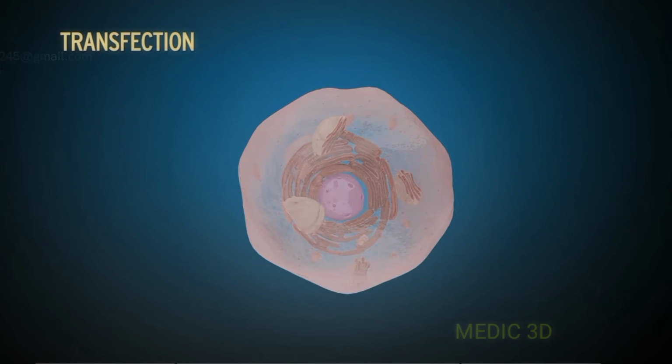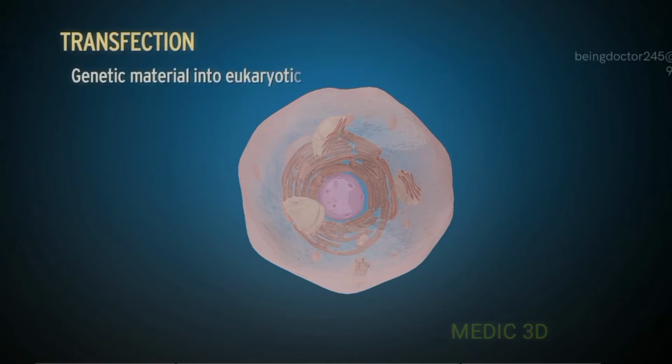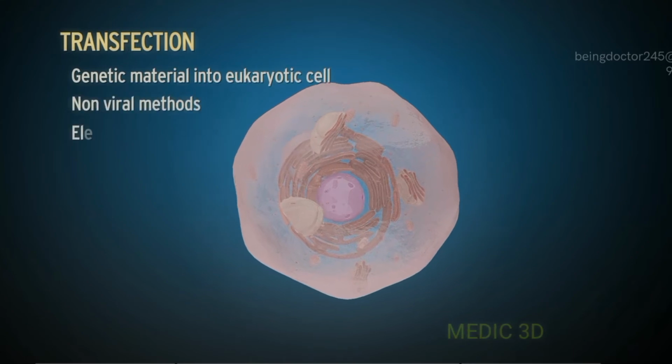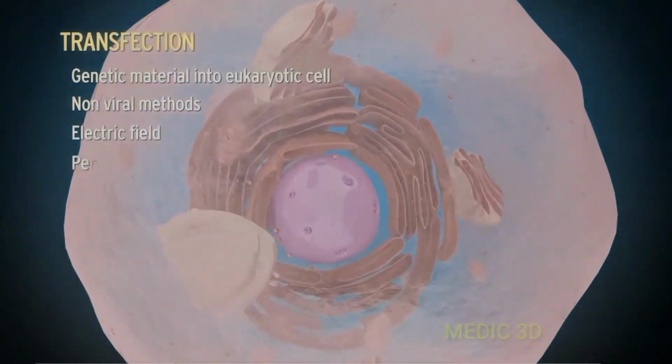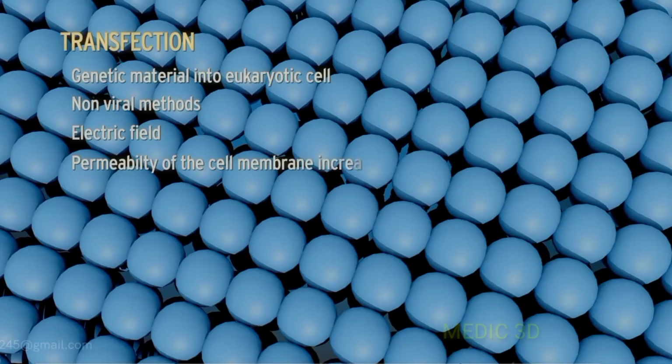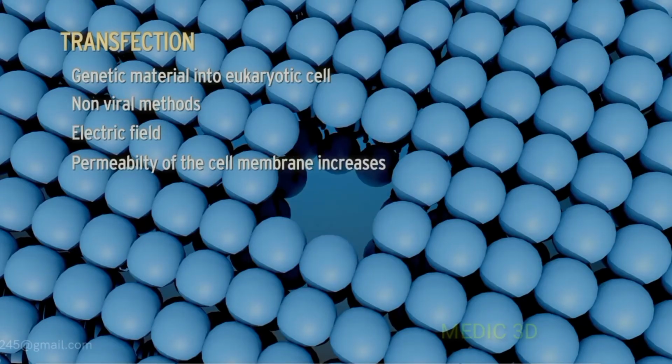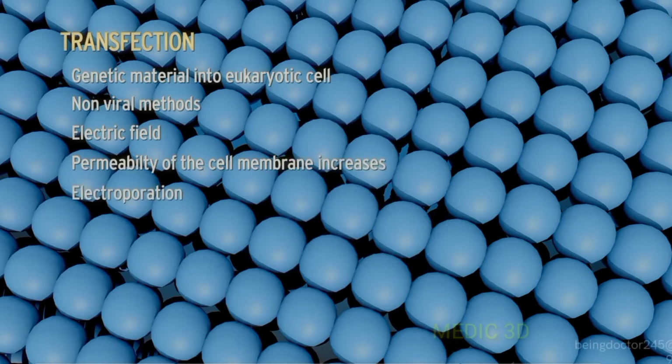Transfection. We can also deliberately introduce genetic material into eukaryotic cells through non-viral methods. When an electric field is applied, the permeability of the cell membrane increases. This allows the DNA molecules to easily enter the cells. This mode of transfection is known as electroporation.